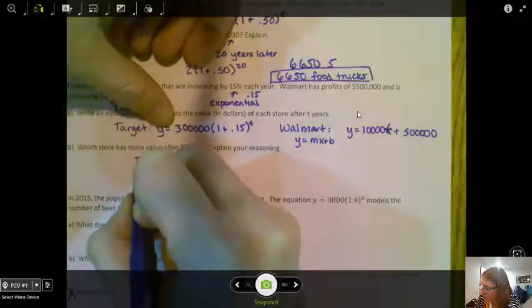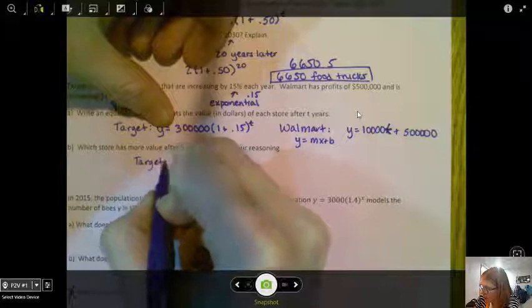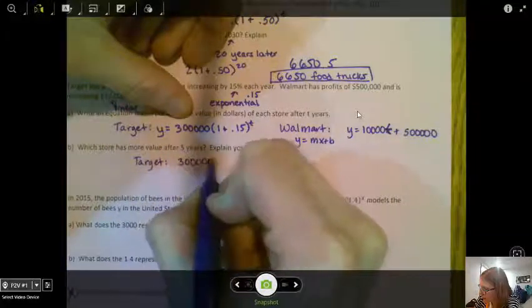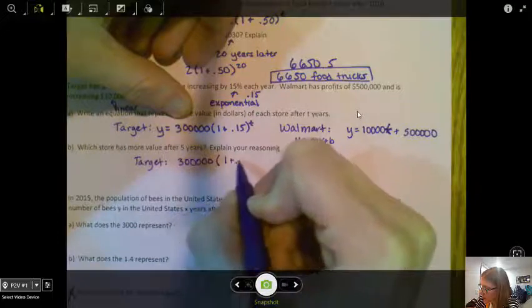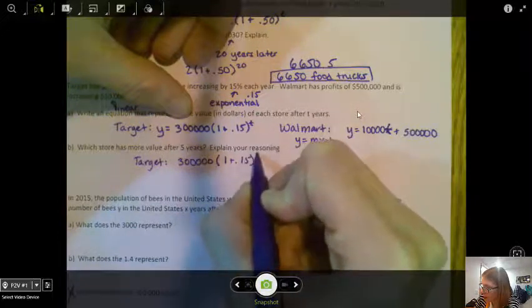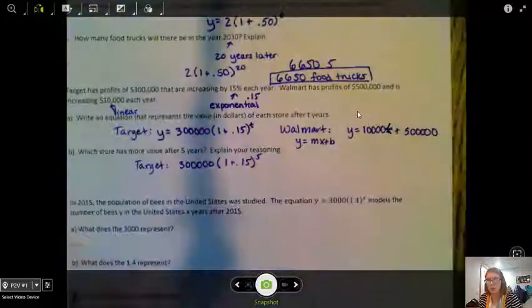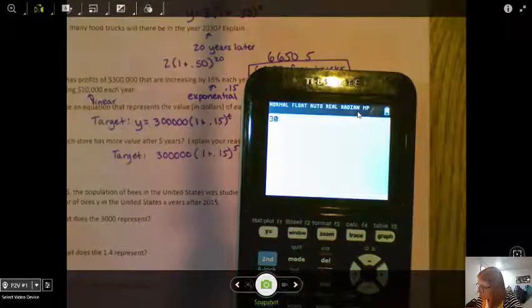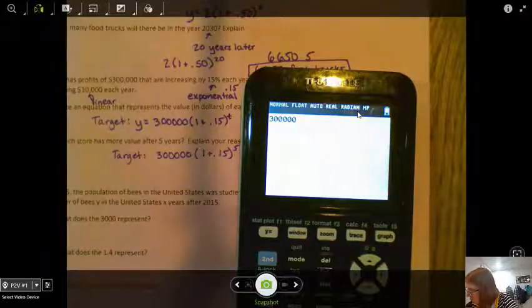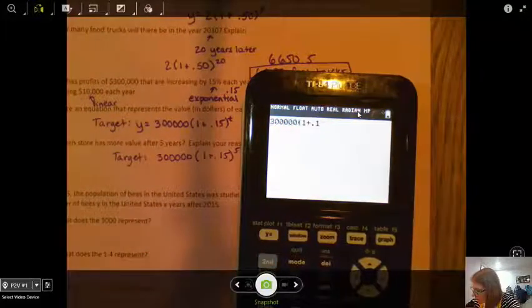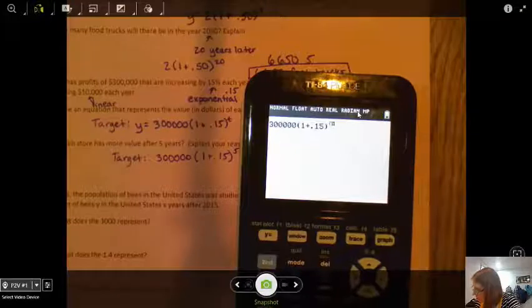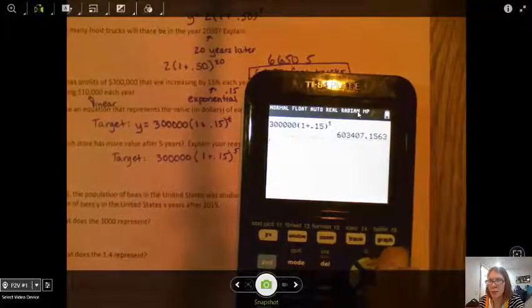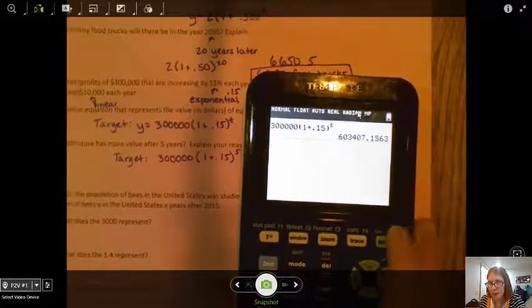So Target, 300,000 times 1 plus 0.15 to the 5th power. And it's really easy to add an extra 0. We get $603,407.16.